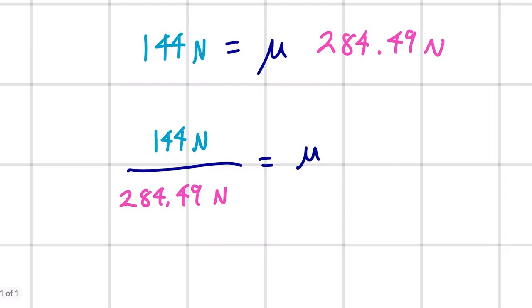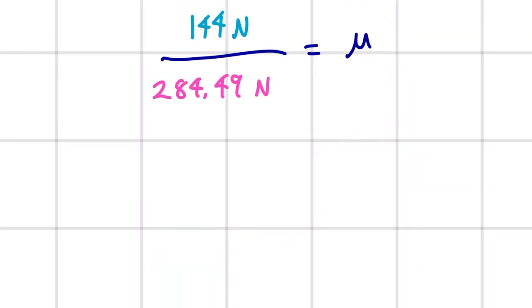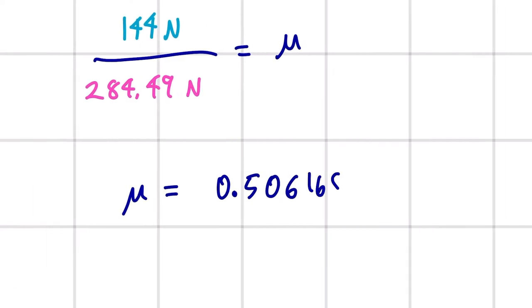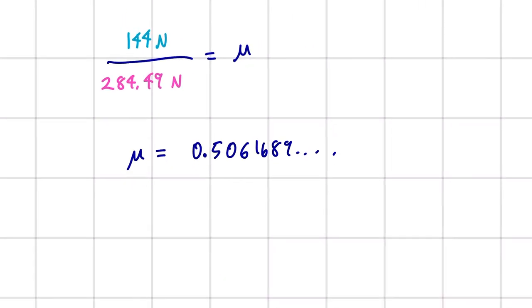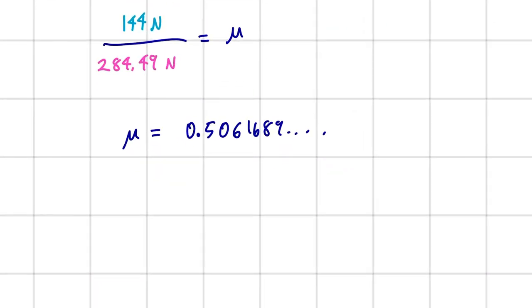Now typing this into our calculator, we should get a value for mu. Mu is equal to 0.5061689. We don't care about those decimals after that because we're going to round this answer to 2 significant digits. For mu, we always want somewhere around 2 significant digits.